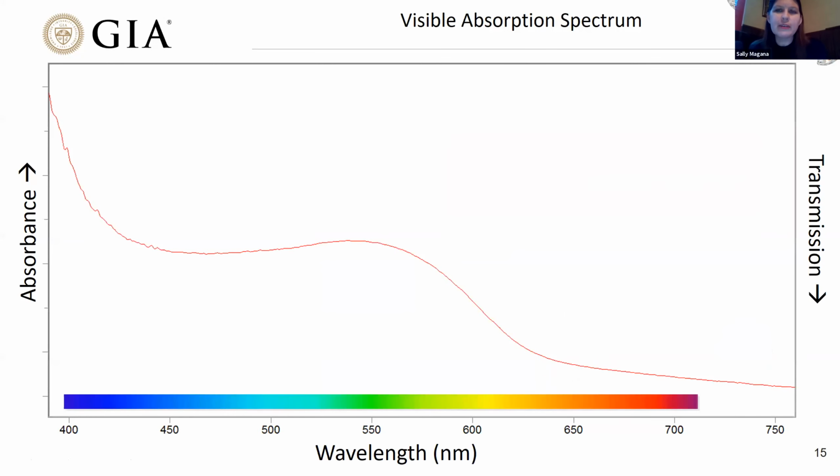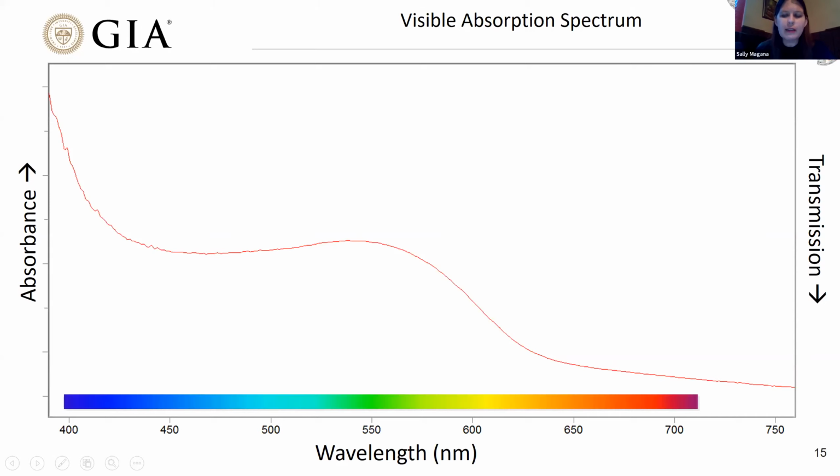So since we're going to be looking at a lot of absorption spectra, I'm just going to briefly talk about this one as an example. So along the x-axis, we see the wavelength, where all the colors of the rainbow are broken out into the different colors. And along the y-axis, if you go up, then we're seeing increased amounts of absorbance. And if we go down on the y-axis, then we see increasing amounts of transmission.